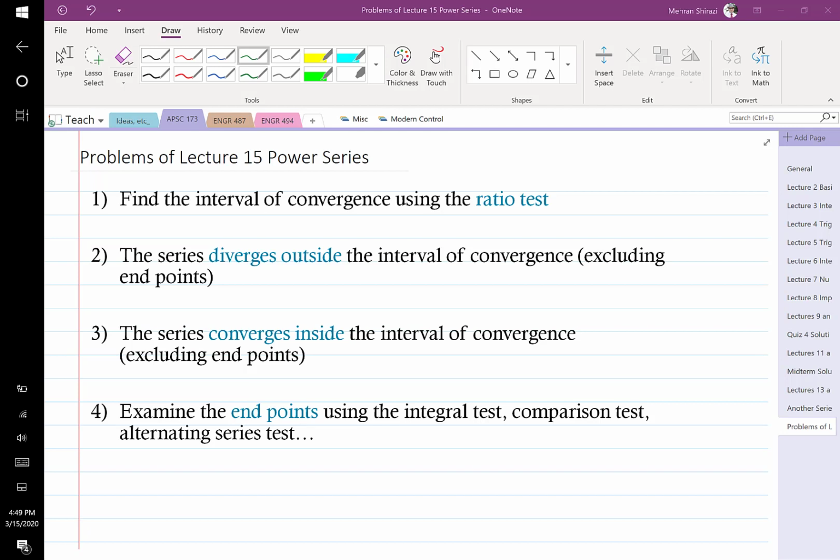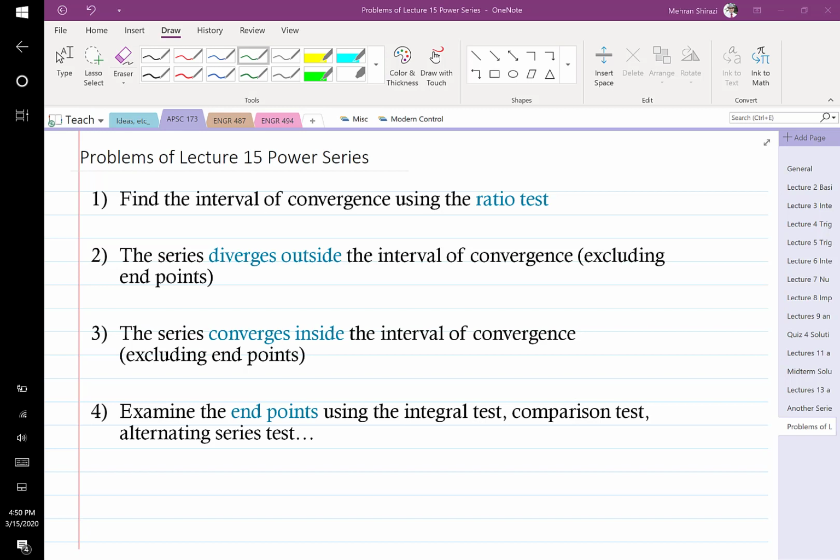Hello, in this video I'm going to solve some examples on power series, lecture 15. I will solve some of the problems in assignment 9 to review this lecture. So these 4 steps I have copied from the lecture notes are the main thing we need to do in solving these kinds of questions regarding power series.